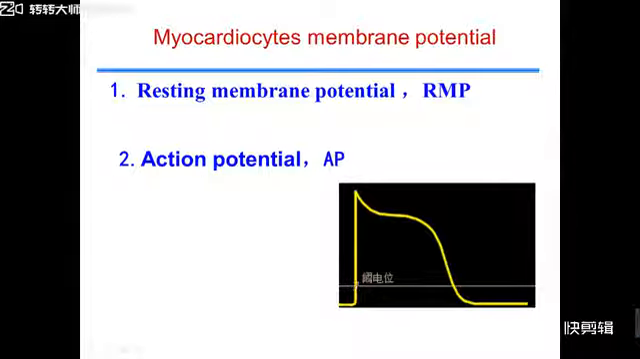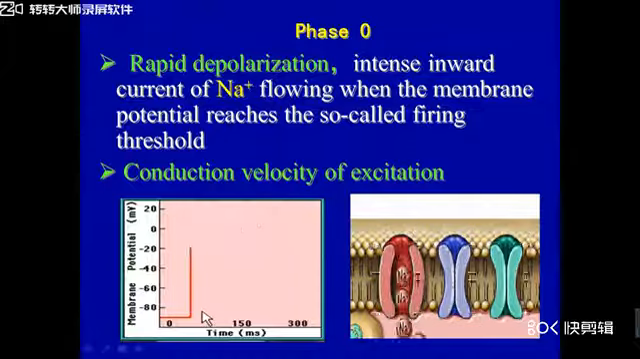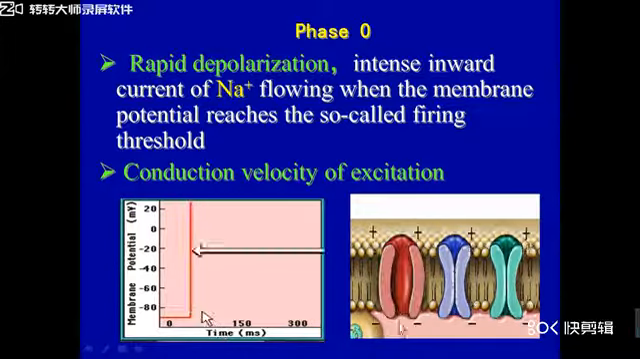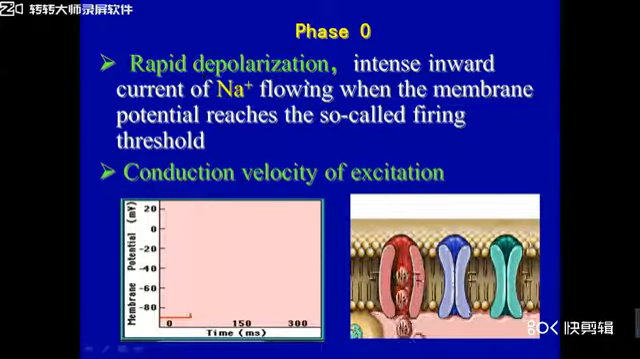This leads to threshold potential, TP, and then one action potential, one heart rate. The action potential is also divided into different phases. The first phase, phase 0, we call rapid depolarization.